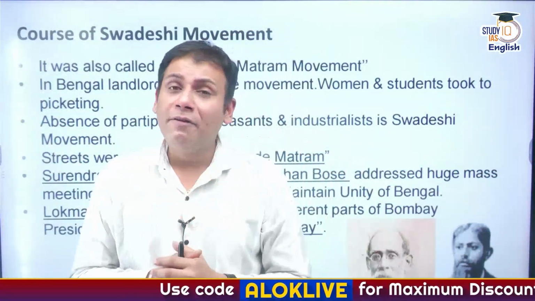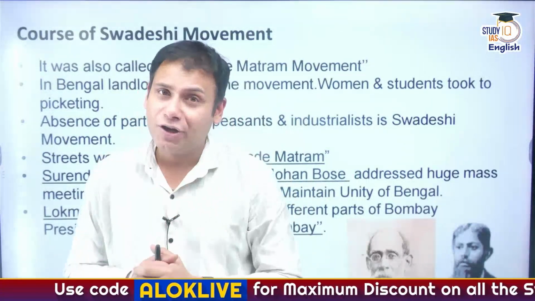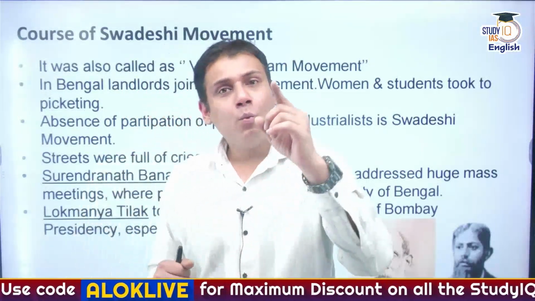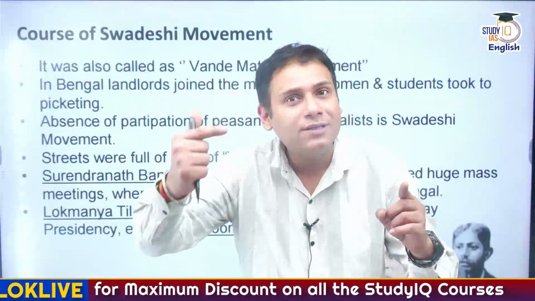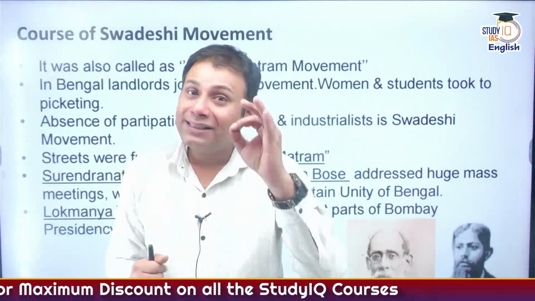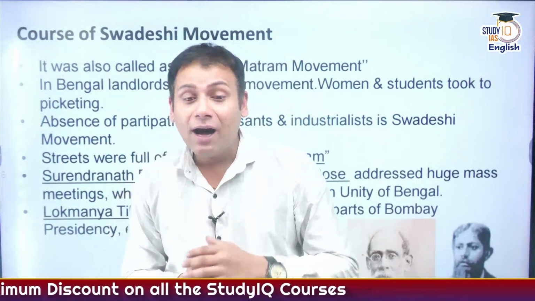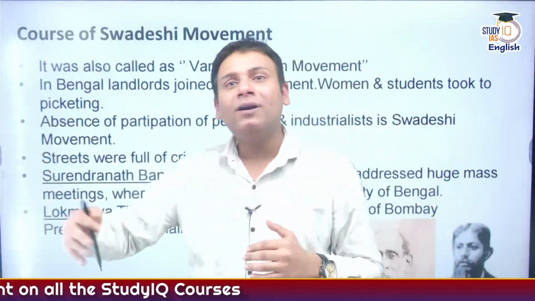Moderates believed in PPP: prayer, protest and petition. They said that we want independence, but not all of a sudden, but in a gradual step-by-step manner. Correct? And they wanted self-government. On the other hand, extremists, particularly, they believed in one important aspect.